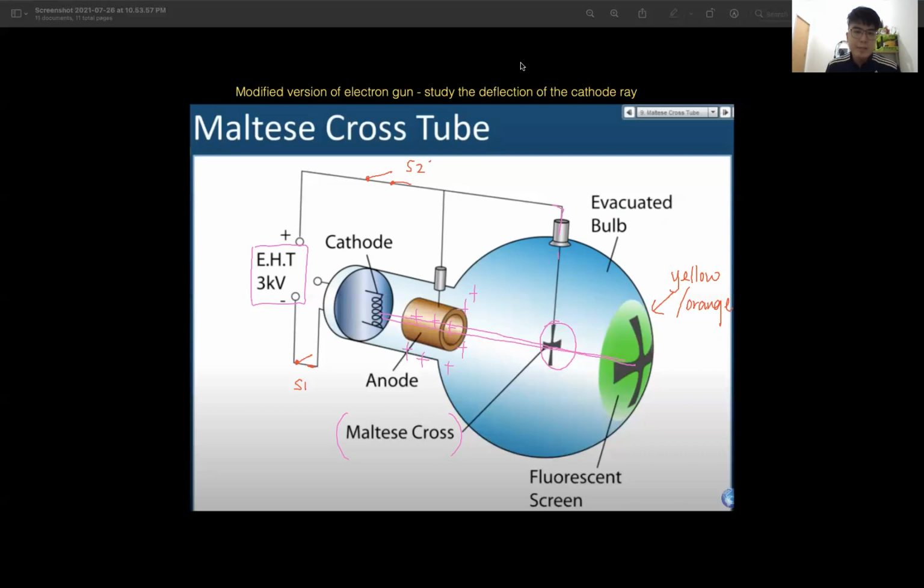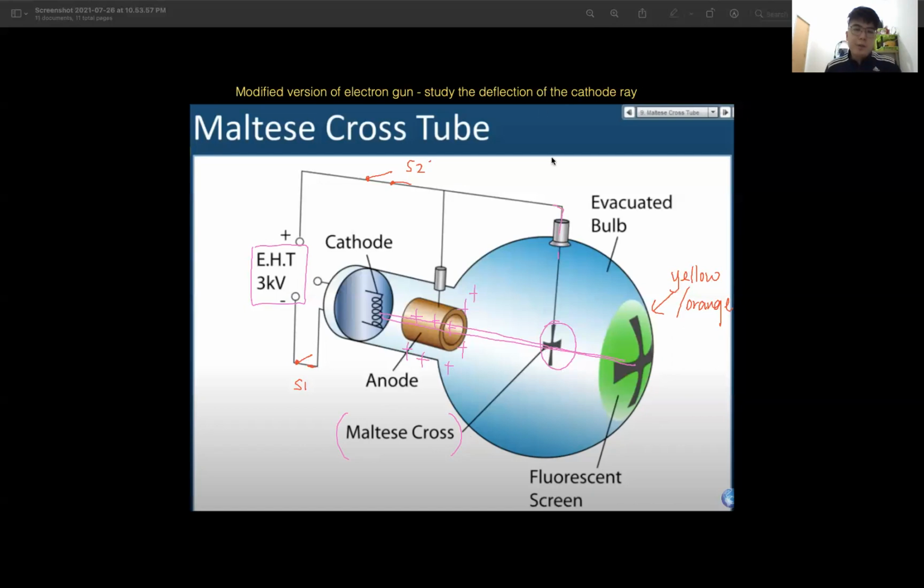So how do we study the deflection? We would take the magnet or anything, magnetic field or electric field. We put this cathode ray tube inside the magnetic field or electric field, and then we observe how it is deflected. Is it deflected up, down, left, right? We observe from the shadow of the cross. So that is the whole purpose of the Maltese cross tube.